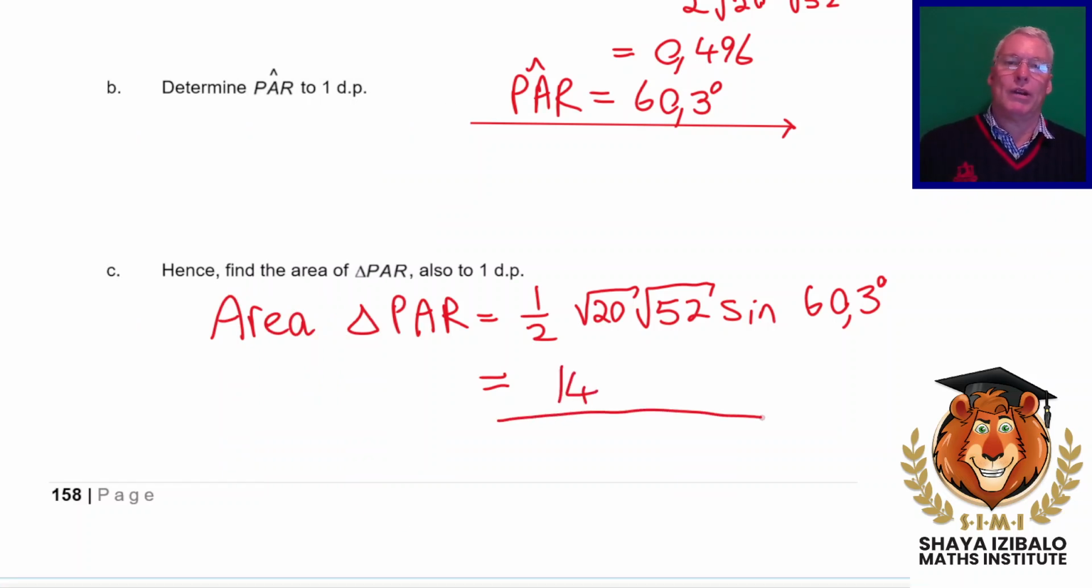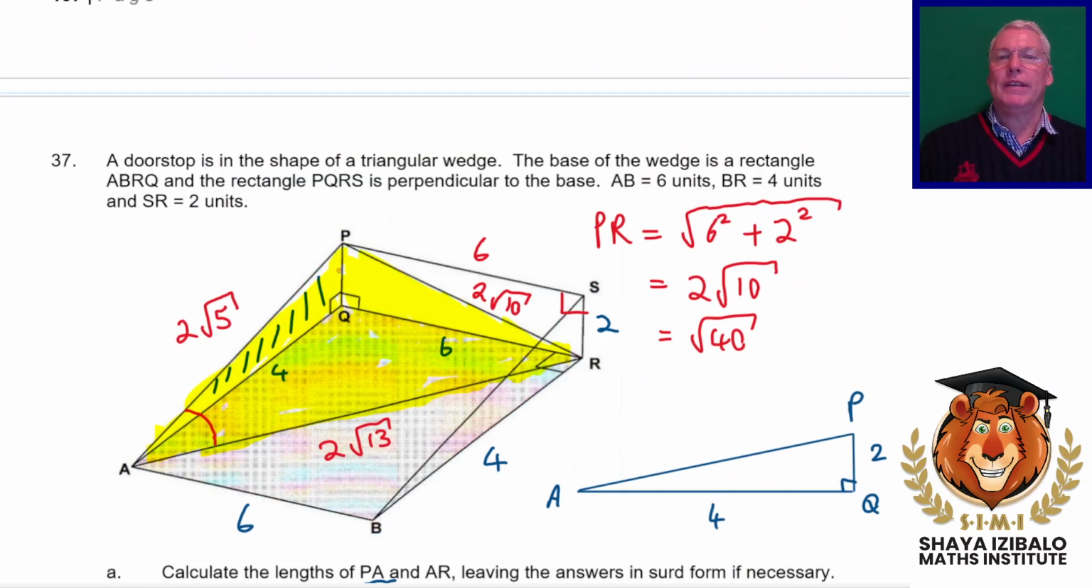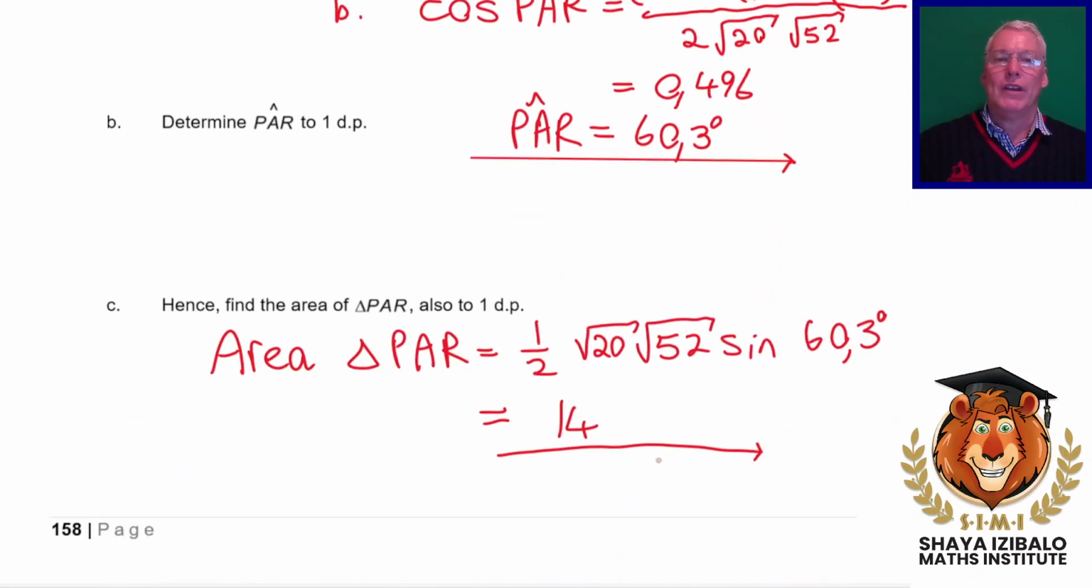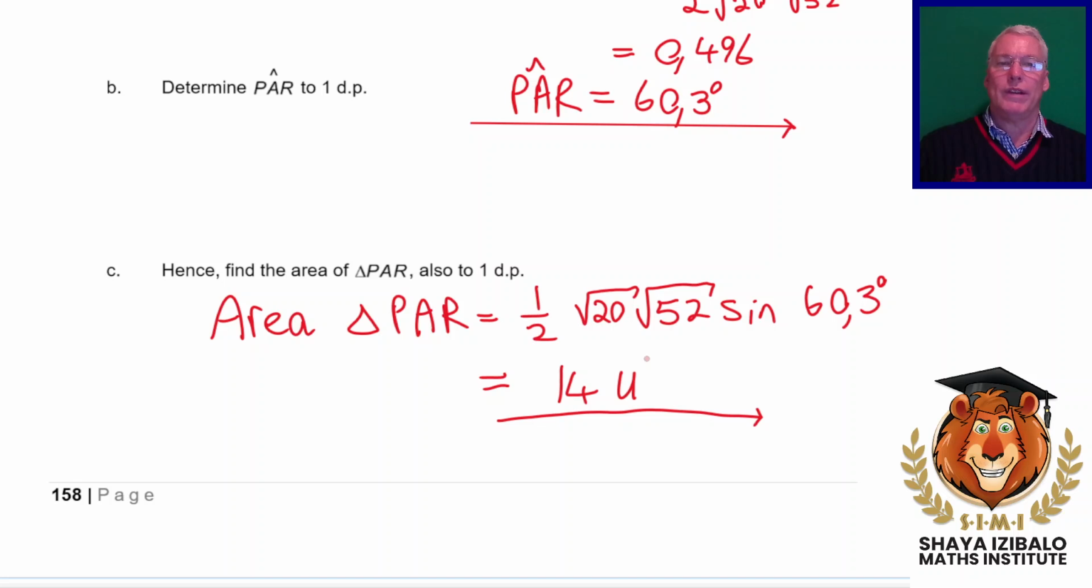And let's just have a look at what our units are here. These units are just units. Because it's an area, we would say 14 units squared.